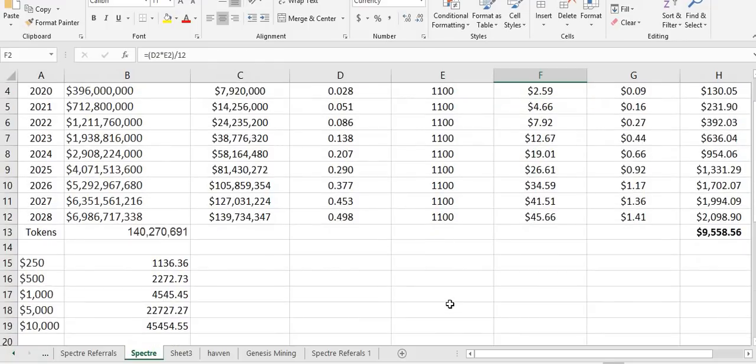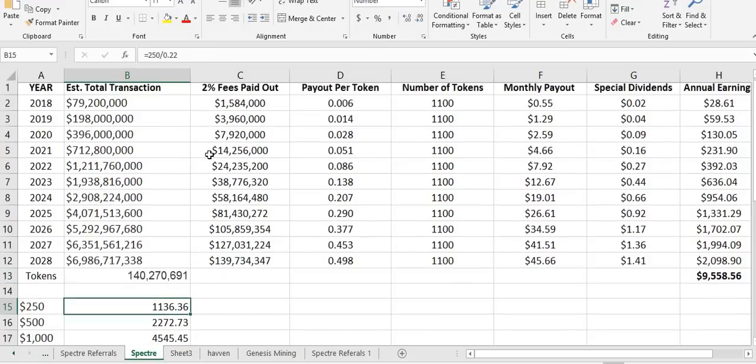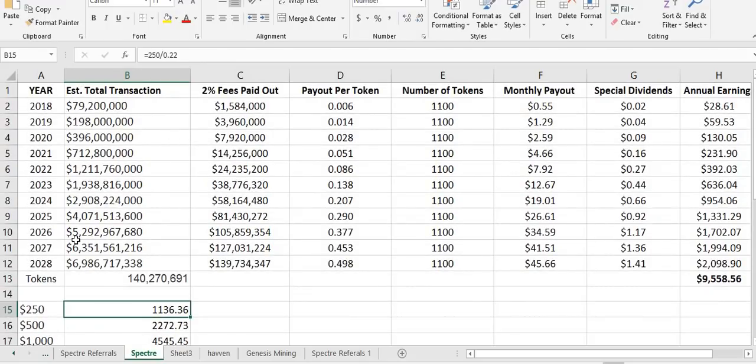Okay, so I just want to run through some quick math here. First off, these numbers are based on the number of tokens that you would have if you spent $250, $500, $1,000, $5,000, or $10,000. That's as of today, trading at 22 cents. For those of you who want to understand the math, I'm taking the 250, dividing it by 22 cents, and you get the number of tokens you would have, okay? These numbers are all pulled directly from the spreadsheets that Spectre developed, all right?